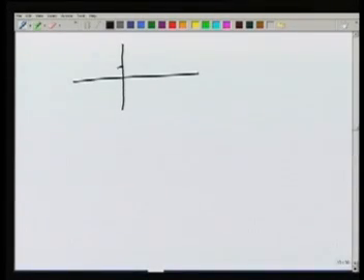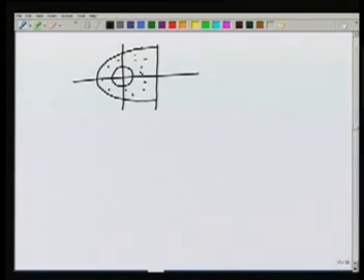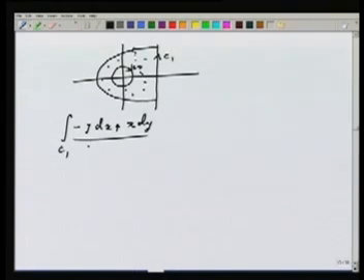So this is the unit circle, x equals 2, and I draw this parabola. So my region is outside. Let me call this curve C1, and the inside curve I call C2. Okay. I want to evaluate the integral over C1 of minus y dx plus x dy divided by x square plus y square.